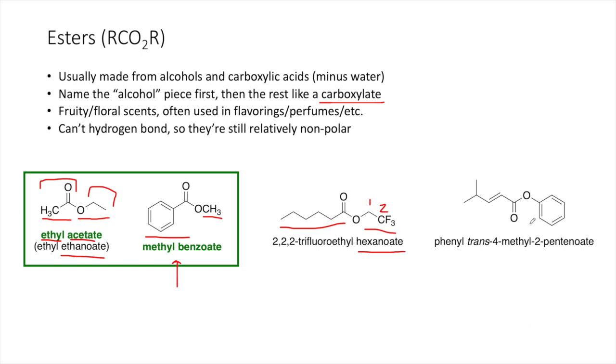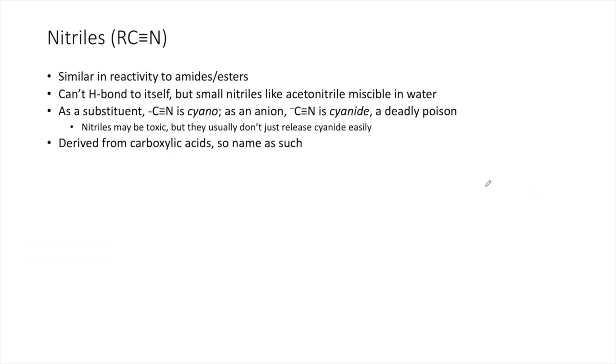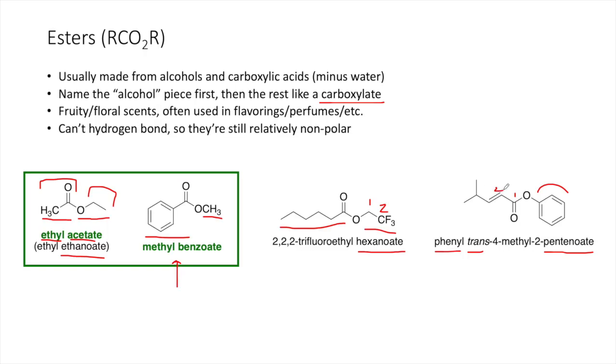Over here it's a little more complicated. We can take it piece by piece. The piece that is connected to the oxygen comes first as a piece. That is a phenyl group. And then here we've got an alkene. So it's going to be trans-pentenoate. And then there's a 4-methyl group there. Again, counting from the carboxylic acid: 1, 2, 3, 4. Pentenoate. Okay.